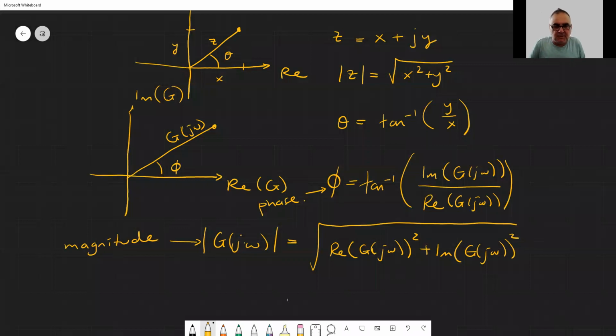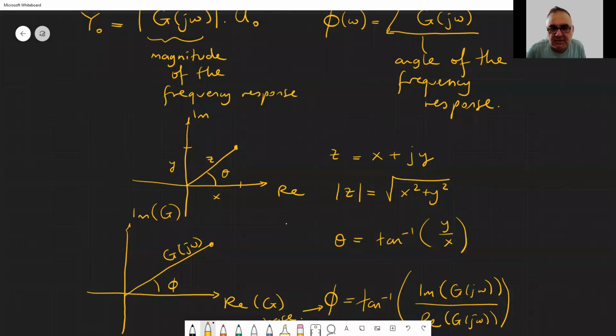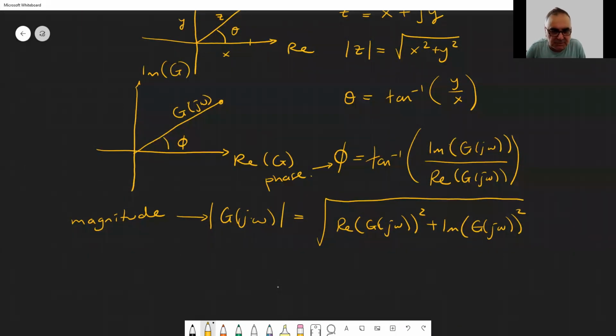And another thing is that, just as you can represent this Z in the polar representation as the magnitude of Z times e to the j theta, remember, from 301, you can represent the transfer function G of j omega as the magnitude of G of j omega times e to the j phi. Okay.